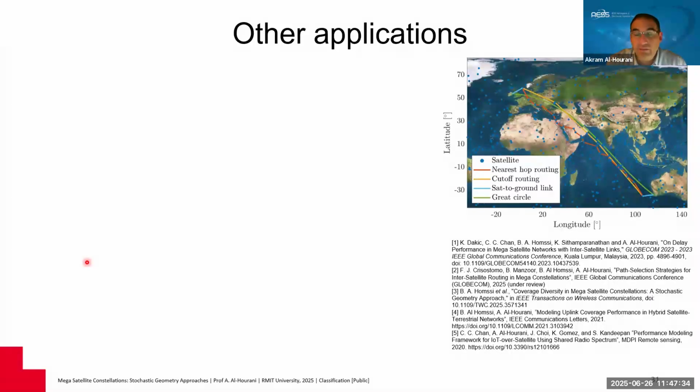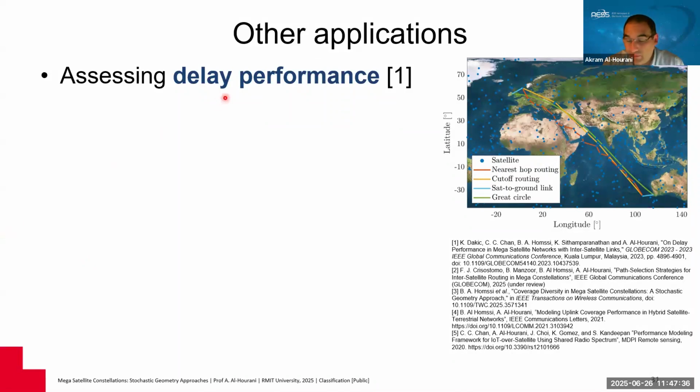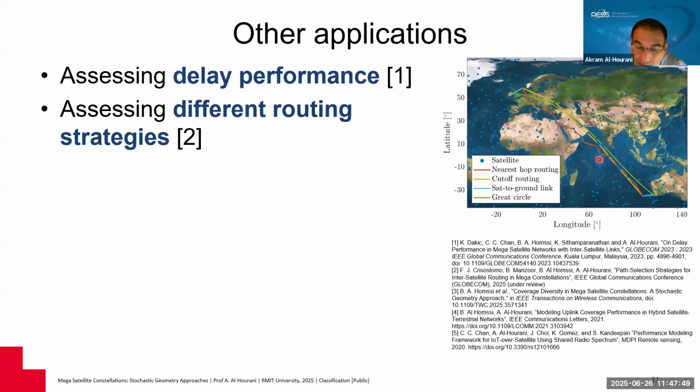Now, what other applications could we use the statistical tool to analyze? Well, there are many applications. First is the delay performance. You can calculate, for example, how much delay I would get if I communicate between a point in Australia and a point in Europe using different routing strategies. So you can statistically obtain the distribution of the delay.